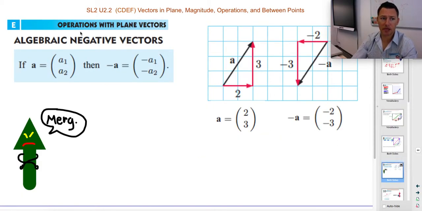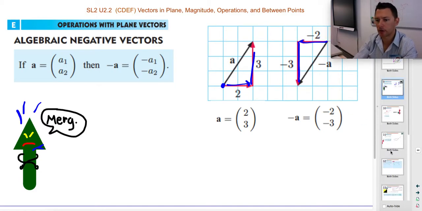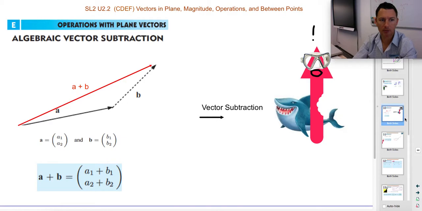You can make negative vectors. This is my negative vector. He's kind of mad about something, maybe being in math class. If you have a as your vector, the negative a, or the opposite, will be the opposite of each component. Graphically, here's a: go over 2 and up 3. The opposite of a, negative a, means go backwards 2 and down 3. Straightforward. Cool.